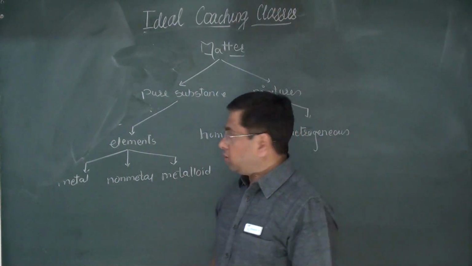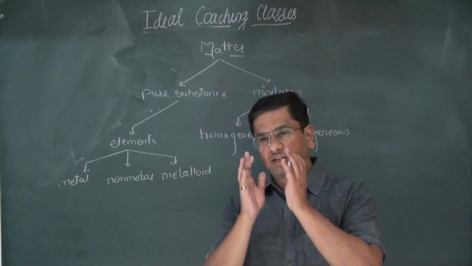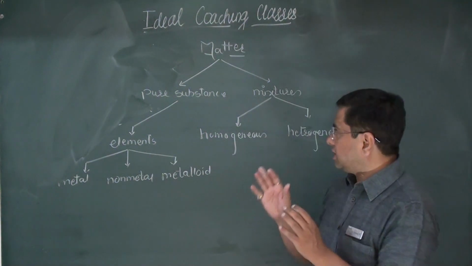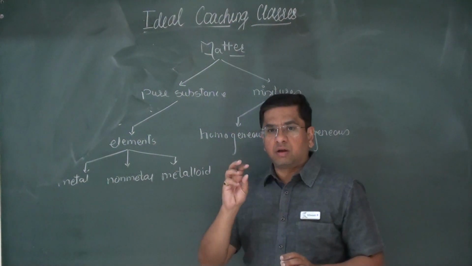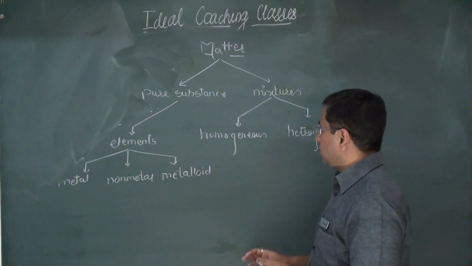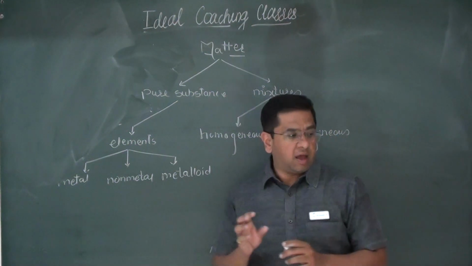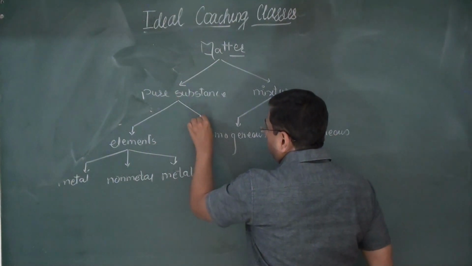We know what we mean by pure substance. A pure substance is composed of only one type. For example, pure gold. When we say it's pure gold, it is nothing but gold. If we say this is pure water, then it is exclusively water. So I write over here compound.